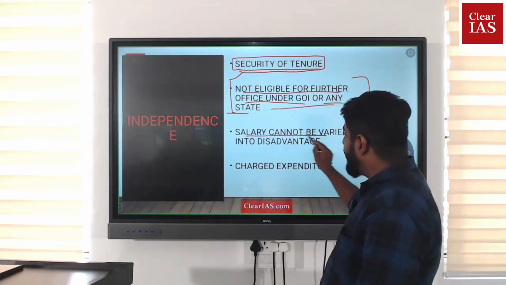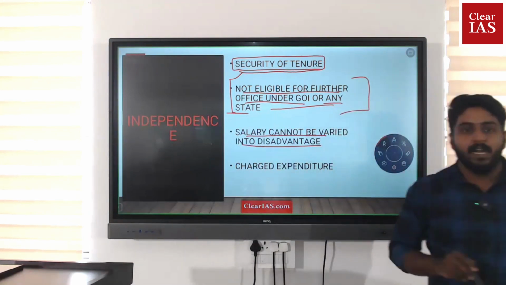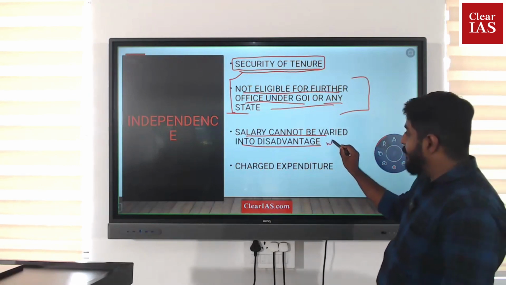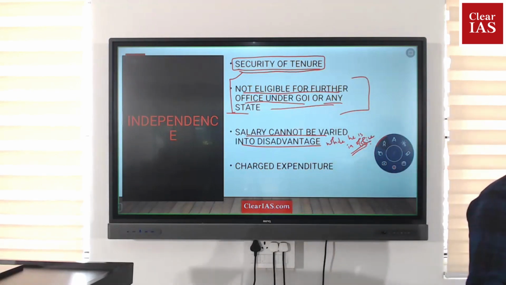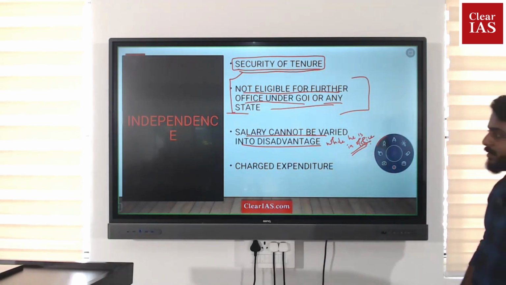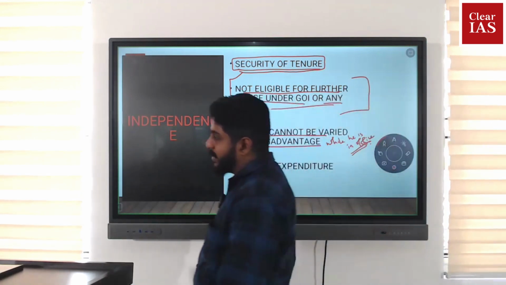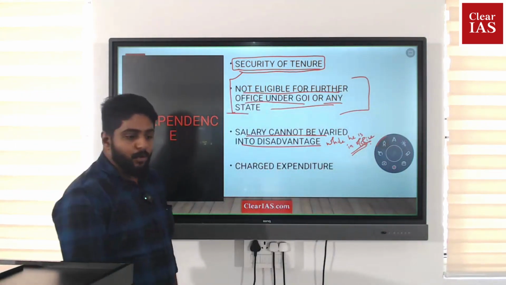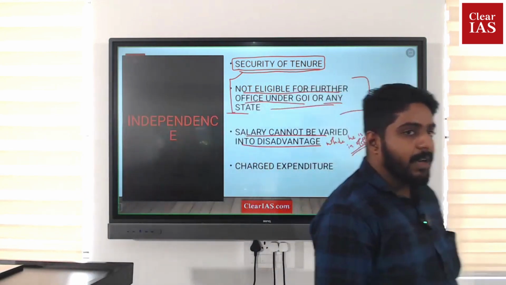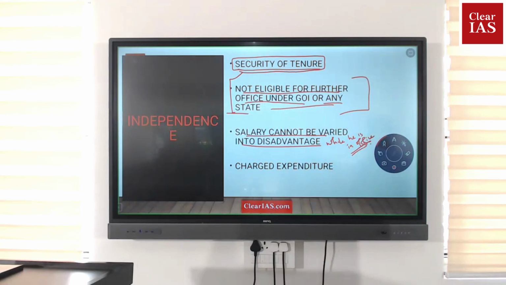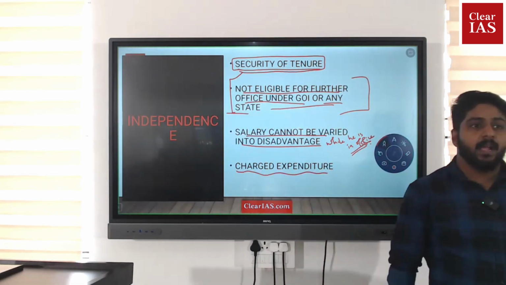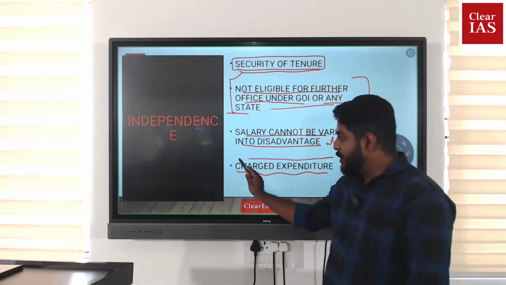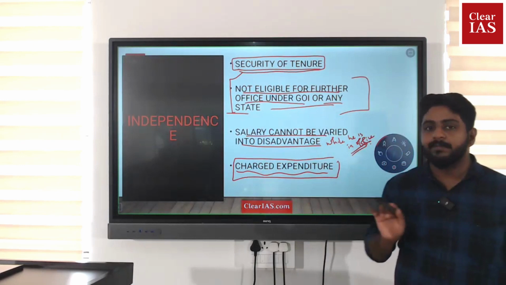So there is no scope for further office under the government of India or state. Salary cannot be varied to his disadvantage. What does it mean? The salary cannot be reduced while he is in service. While he is the Comptroller and Auditor General of India, his salary cannot be reduced, which means Prime Minister Narendra Modi cannot threaten the Comptroller and Auditor General of India, sir, if you write the report against our government, we will cut your salary. No, that is not possible. The salary needs to be compulsorily paid, which is known as the charged expenditure.